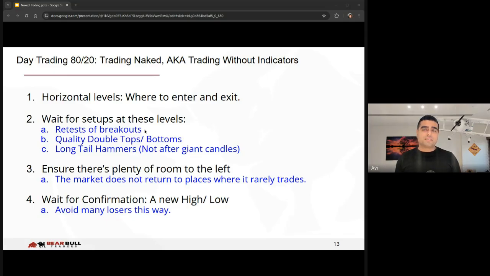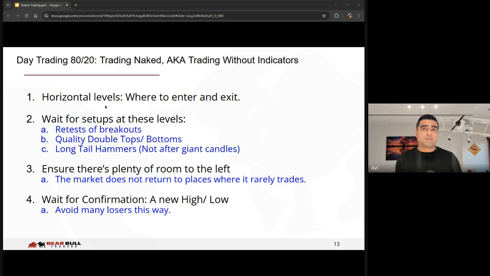First one, the retest of a breakout. So it hits the level, it breaks out, it comes back to the level and retests that breakout area. And I'll show you some examples soon. The other one, I look for quality double tops or double bottoms. This is a reversal pattern. And again, I'll get into the nuances here in a moment. The other one is a long tail hammer, but not after giant candles. Again, I'm going to show you examples of this. The long tail hammer can be a reversal pattern or a continuation pattern. It works in both contexts. Again, you're going to see a few examples here in a moment.